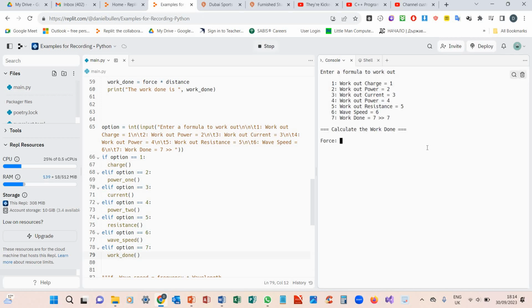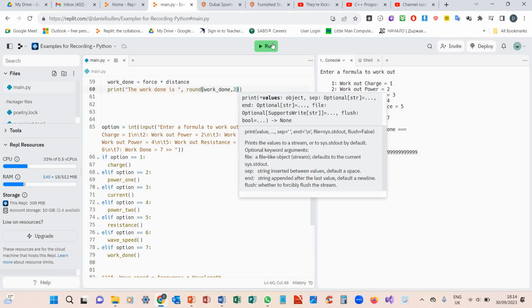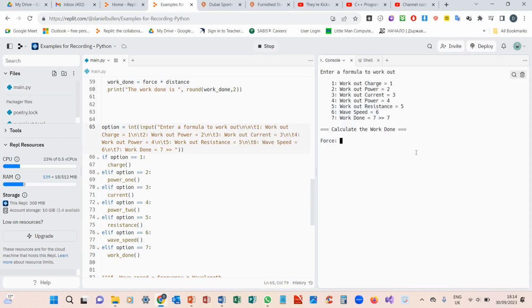Number 7, work done, so force 23.4. And there's our work done. So what we're going to do, we are going to do the round function, 2. Let's try that again. And it's just rounded up to 2 decimal places.